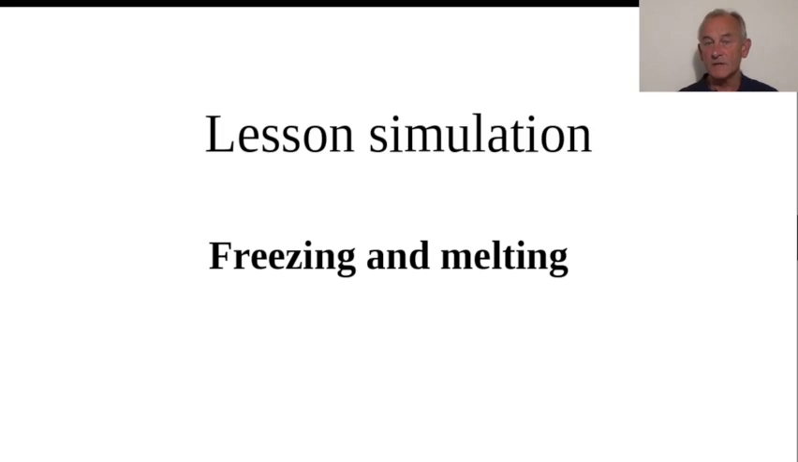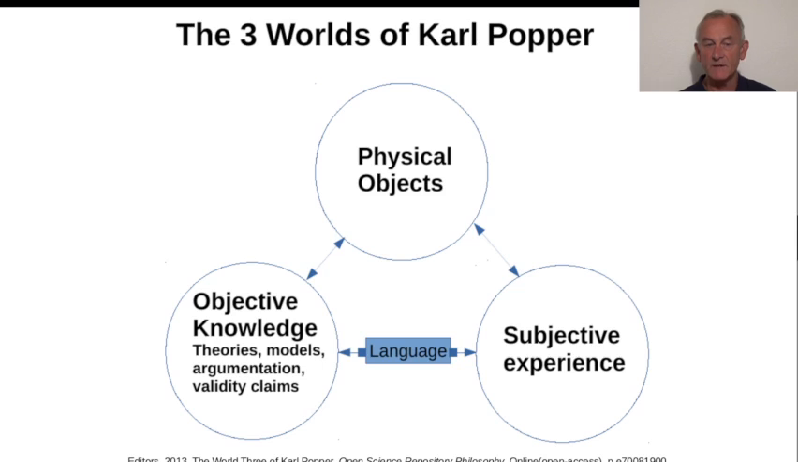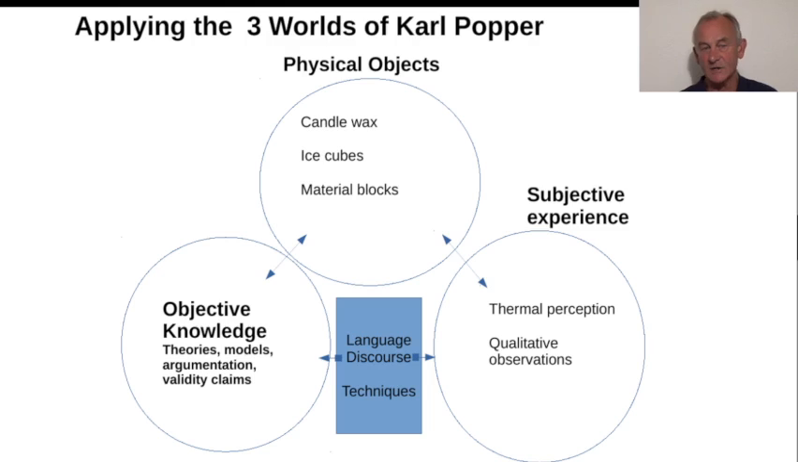Remember, we have physical objects, our subjective experience of them, and the role of language in trying to move from subjective experience into scientific objective knowledge. In this case, the physical objects will be candle wax, ice cubes, and different material blocks. Our subjective experience will be, for instance, when we pick up these blocks, we will have certain thermal experiences and thermal perception.